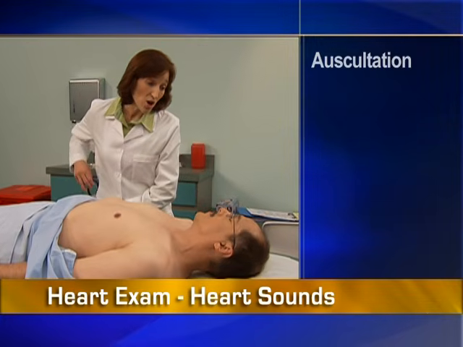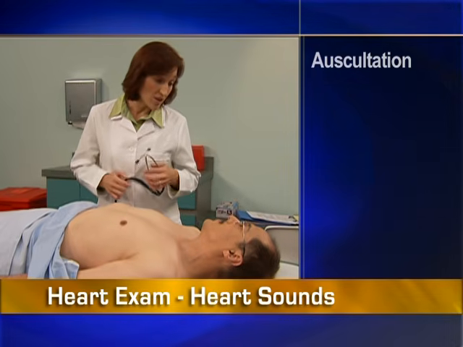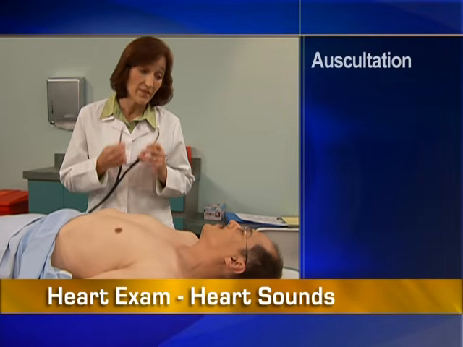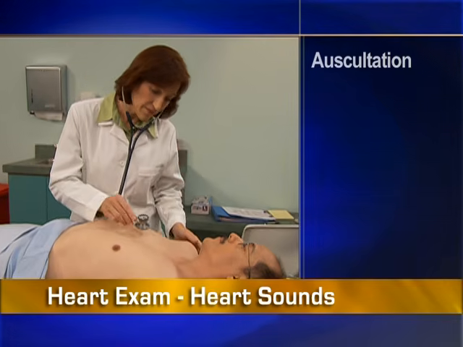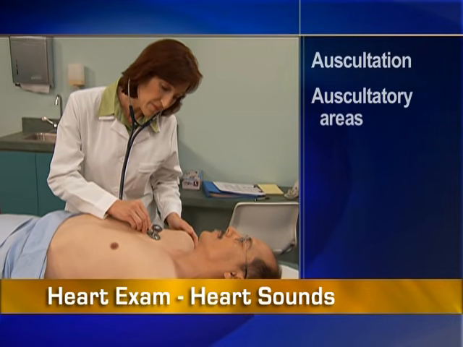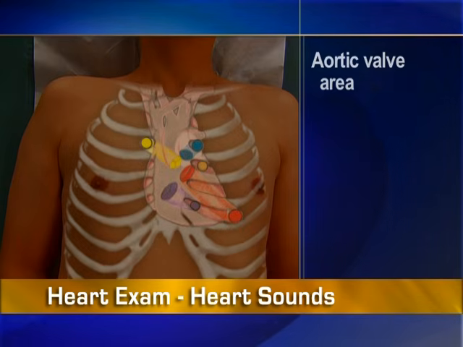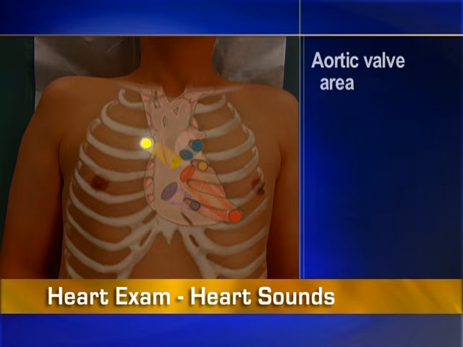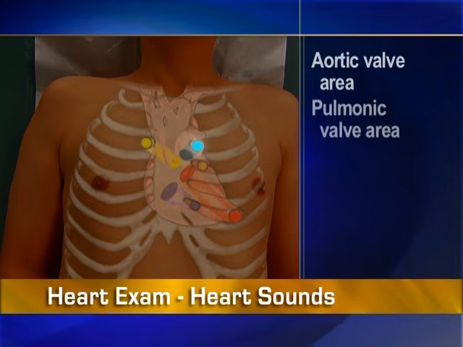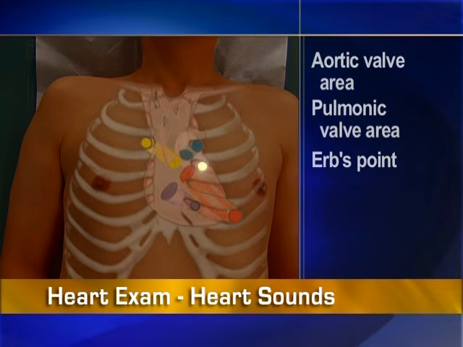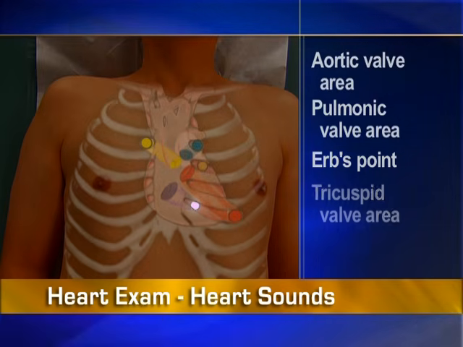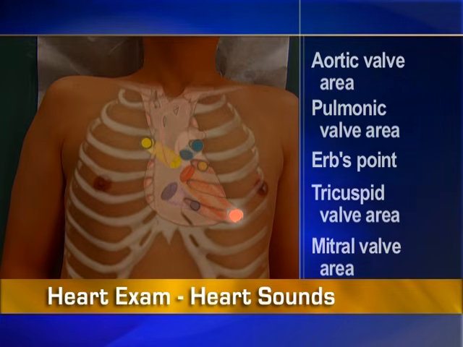I'm going to be listening to your heart in several places. Just because I'm listening a long time, it doesn't necessarily mean that something's wrong. Before auscultating heart sounds, identify the areas where you will listen. Plan to listen in the areas where the sounds of the valves are heard best. These include the 2nd right interspace, which is the aortic valve area, 2nd left interspace, which is the pulmonic valve area, 3rd left interspace, which is Erb's point, left lower sternal border, which is the tricuspid valve area, and 5th interspace at the left midclavicular line, which is the mitral valve area.